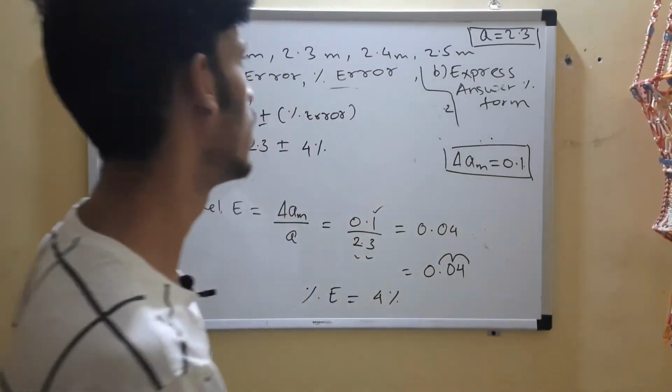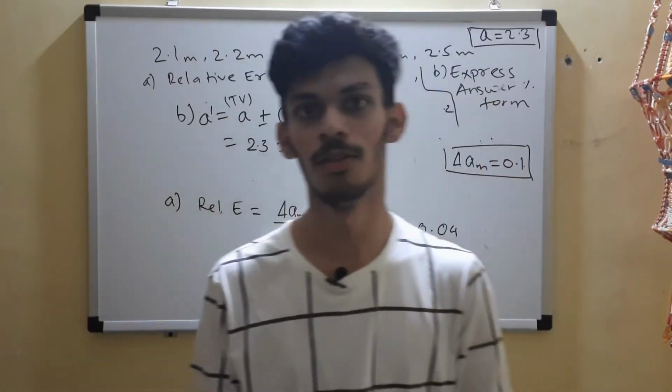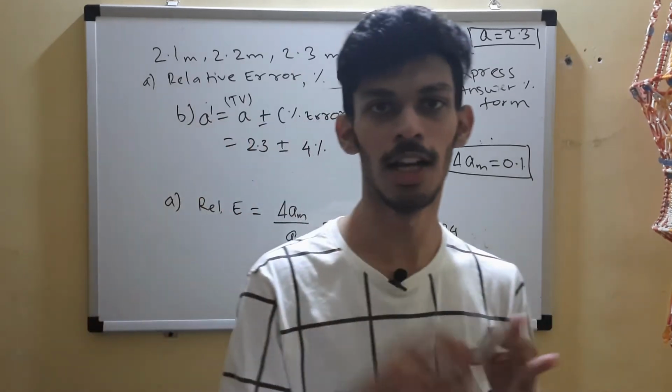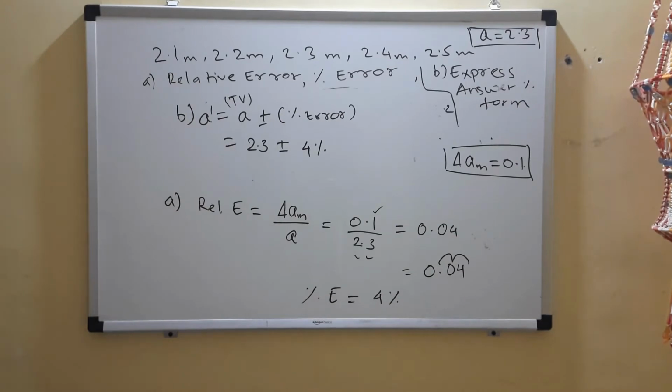I hope you got how to use the errors, statistical errors, all of those 4, which were absolute, mean absolute, relative and percentage. So this is how you do a problem. Remember significant figures. That is the main point over here.